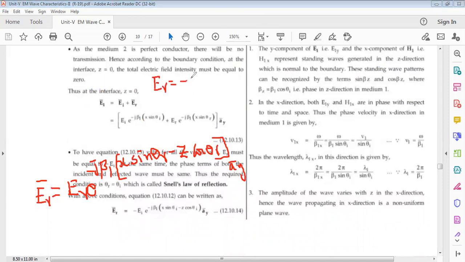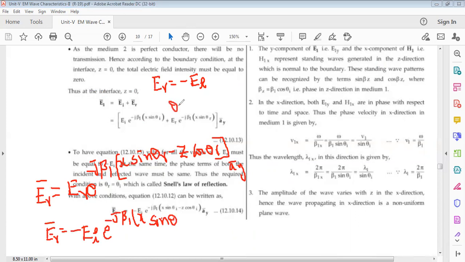ER is equal to minus EI in this ER bar. So ER bar is equal to minus EI into e power minus j beta 1 x sine theta r.